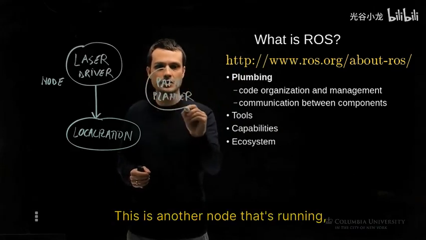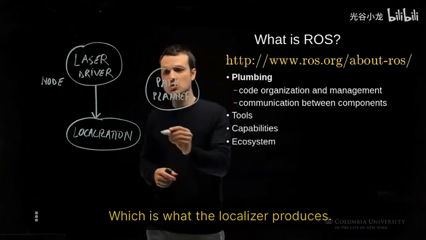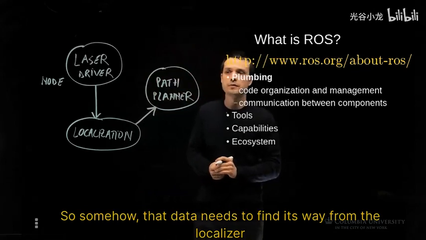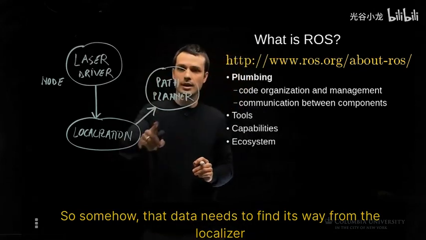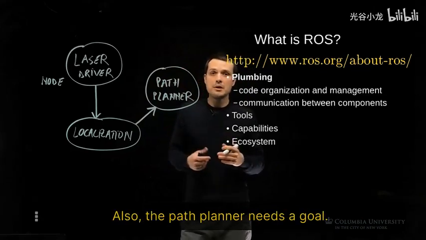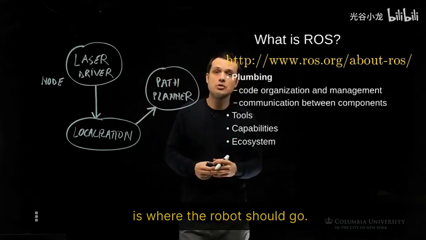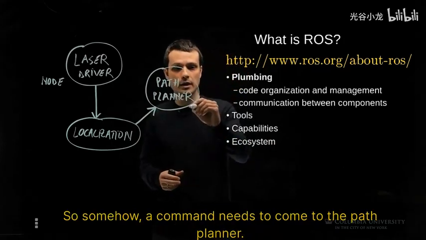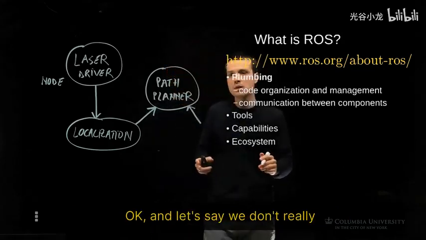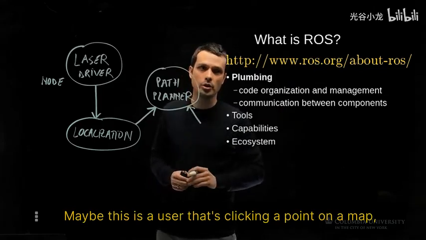This is another node that's running, and this node needs to know where the robot is, which is what the localizer produces. So somehow that data needs to find its way from the localizer to the path planner, right? Also, the path planner needs a goal. Somebody needs to tell it, hey, this is where the robot should go. So somehow a command needs to come to the path planner. Let's say we don't really know who's issuing the command. Maybe this is a user that's clicking a point on a map.